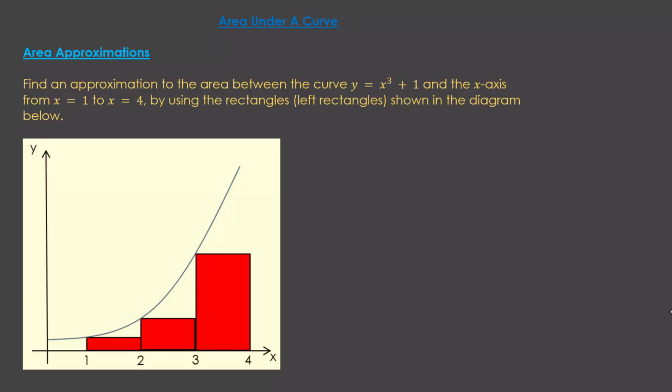In this next section, we're going to look at the area under a curve, and we're going to start by looking at area approximations. We want to find an approximation to the area between the curve, and this curve here is y equals x cubed plus 1, and the x-axis from x equals 1 to x equals 4. We're going to use these rectangles, which are called left rectangles, shown in the diagram below.